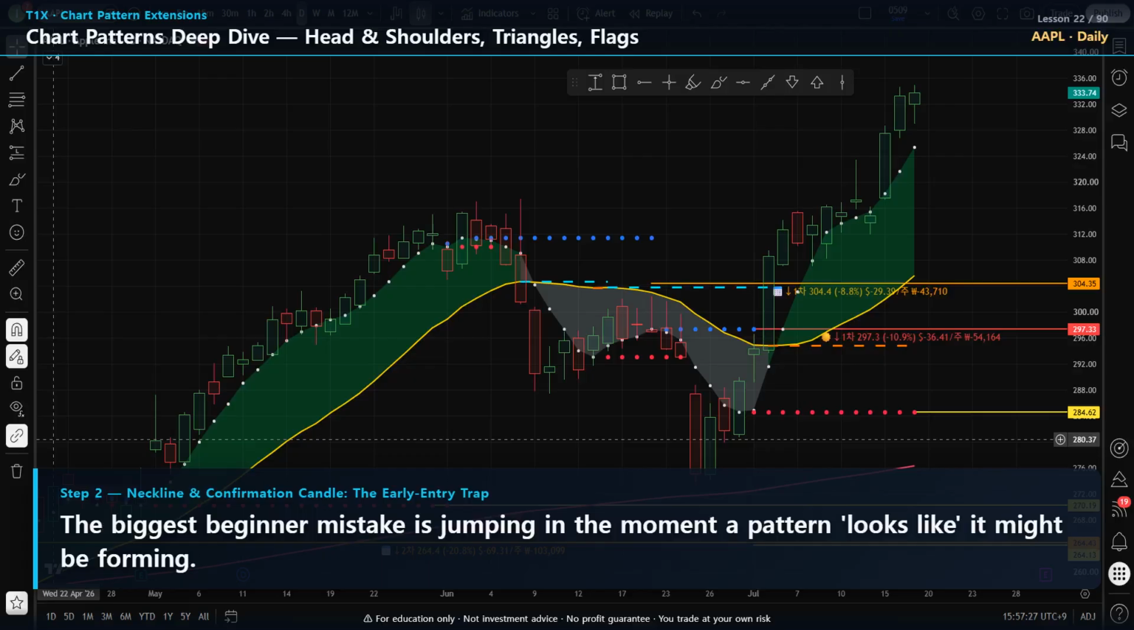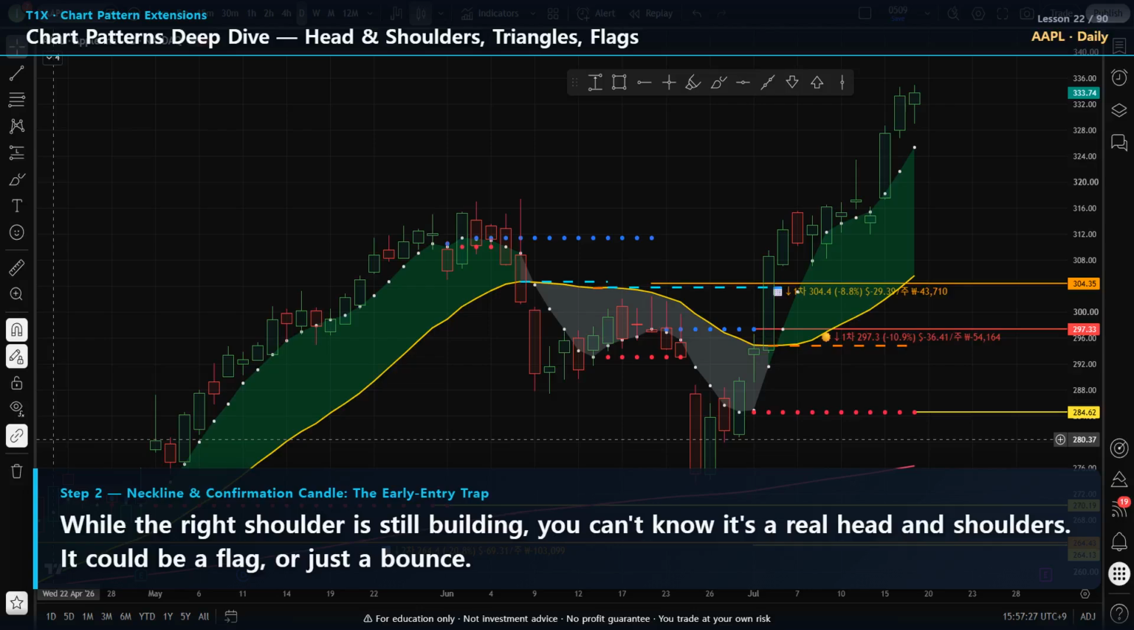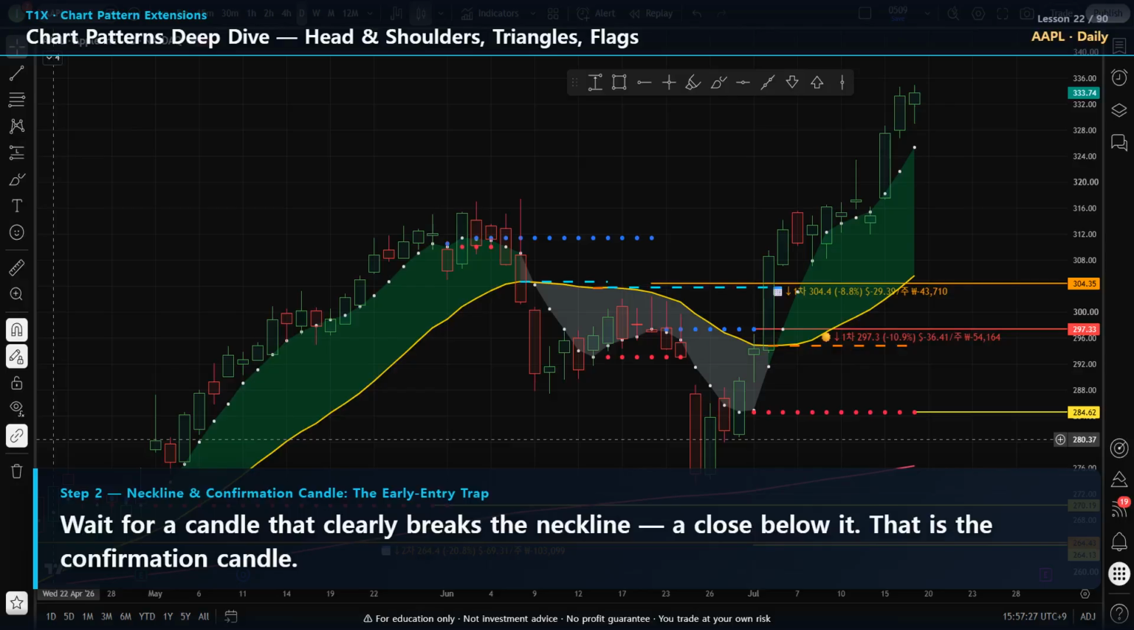The biggest beginner mistake is jumping in the moment a pattern looks like it might be forming. While the right shoulder is still building, you can't know it's a real head and shoulders. It could be a flag or just a bounce. Wait for a candle that clearly breaks the neckline, a close below it. That is the confirmation candle.